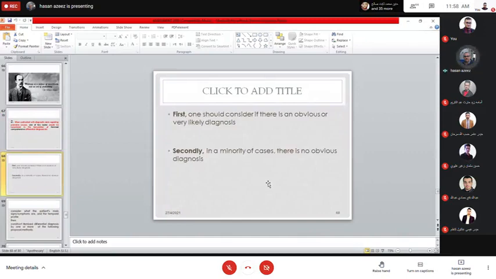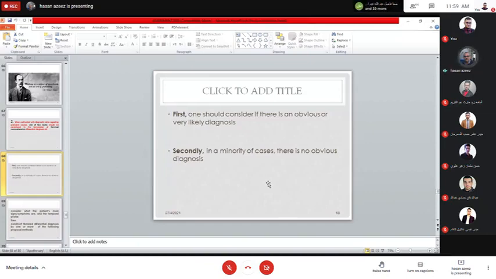One should consider if there is an obvious or very likely diagnosis. A patient was at work during the day, shouted, oh my head, after a while lost consciousness with vomiting, and was taken to the hospital. This is most probably intracerebral hemorrhage. And I will put a list of differential diagnoses of conditions that mimic the provisional diagnosis in a way or another. What mimics the intracerebral hemorrhage, I will put as a differential diagnosis.